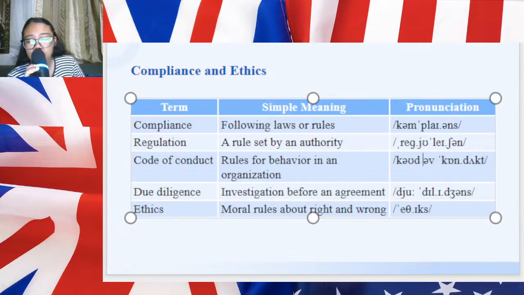When it comes to pronunciation, it starts with Jew, which has a long U vowel sound, so Jew, Jew.